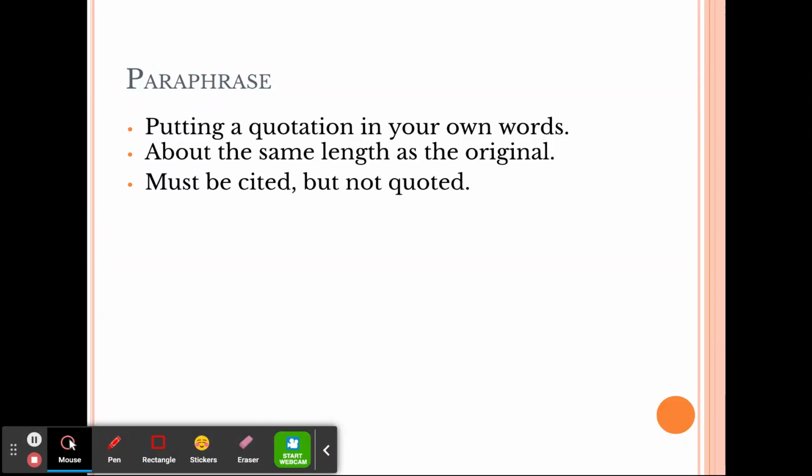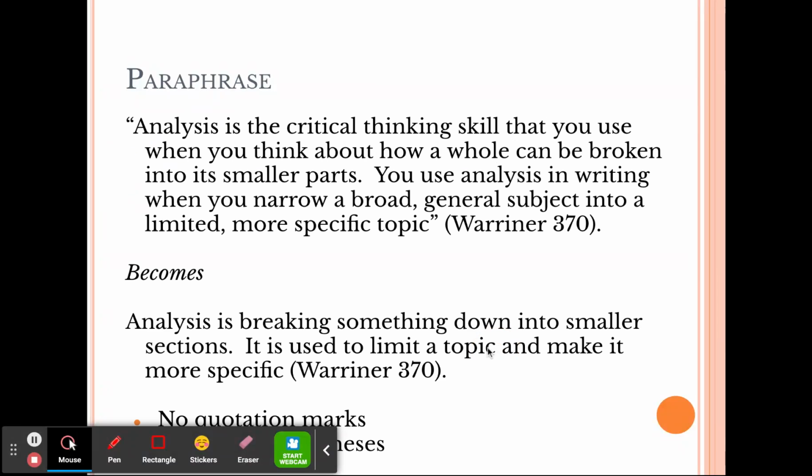However, with a paraphrase, you're not necessarily making it shorter. You're just changing the wording, maybe the order of the wording, to make it flow with your own ideas in your own writing. So it's going to be about the same length as the original quotation that you're turning into a paraphrase. So for this one, you need to include the citation, the parentheses, still because it's not your ideas, but you don't need the quotation marks to show that it is your own words. So that's going to look like this.